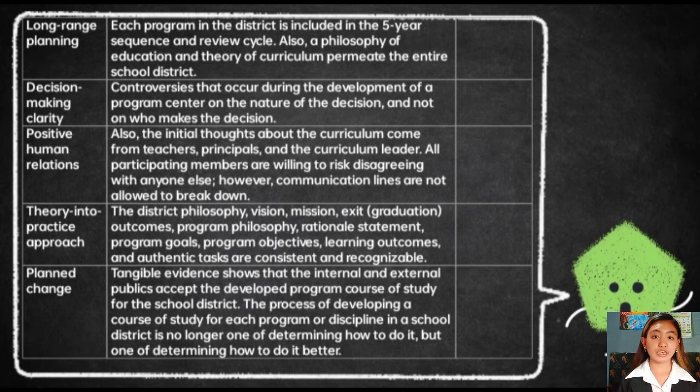And the last indicator is the planned change. The acceptance of the curriculum by the students, teachers, and parents as the changes are made in the making of the curriculum to make it better. So, to wrap it up, Bradley's effectiveness model looks at how effectively the curriculum meets the established indicators in the evaluation for the development of the curriculum.